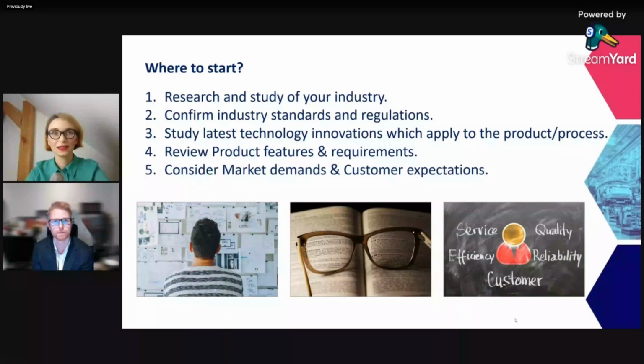And the last one. You need to consider market demands and customer expectations. For those who believe in the EV revolution and net zero, that's obviously the market demands and customer expectations. It's being driven by governments around the world. It's being driven by climate change and so on. But that's a market demand. Things are changing rapidly to meet the market demands for electrification.